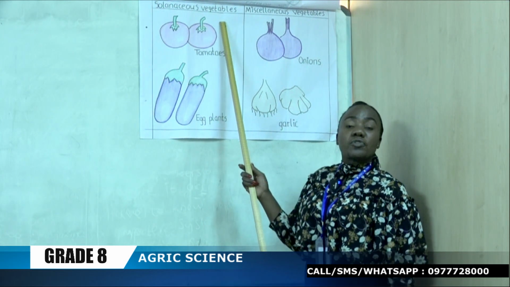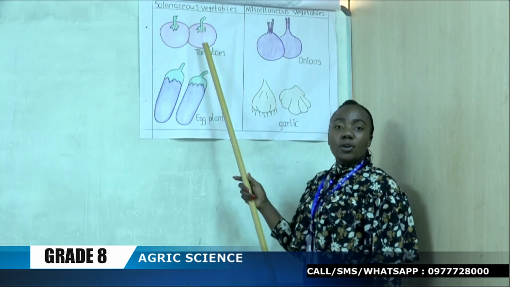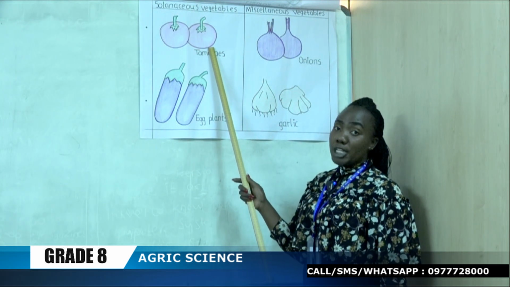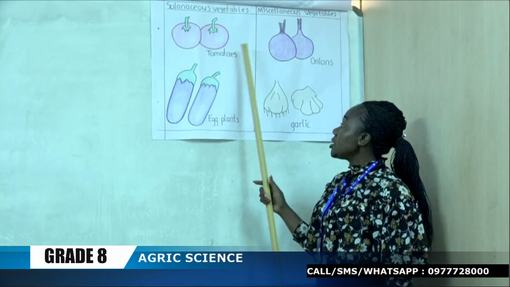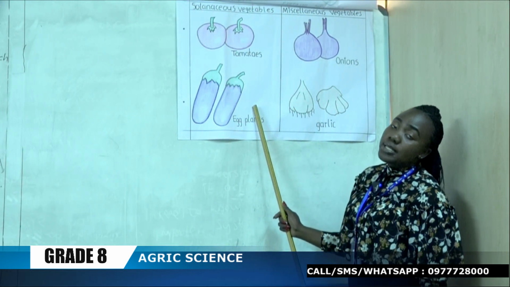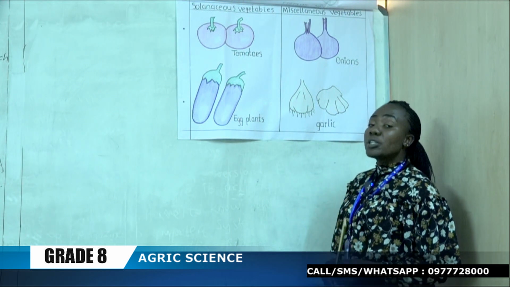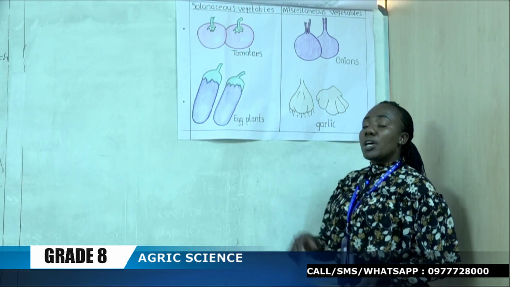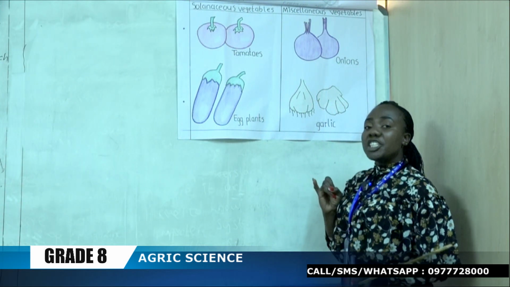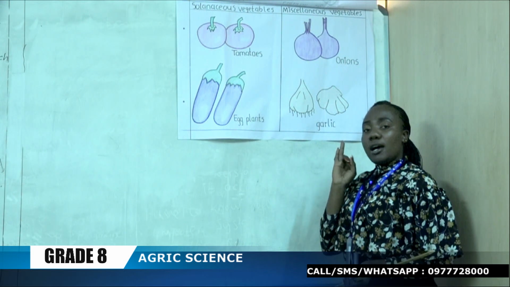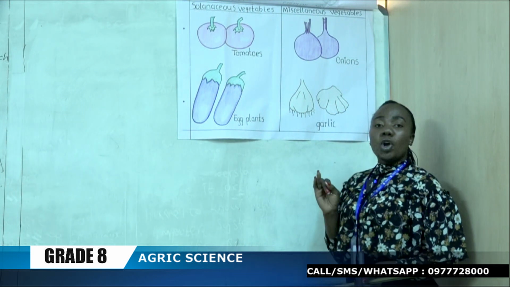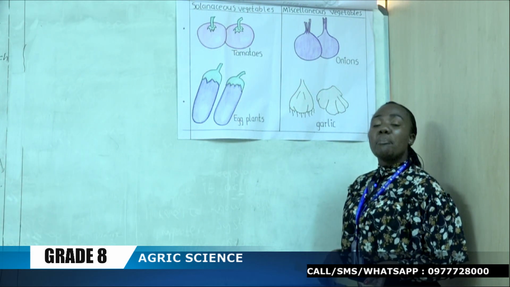And examples of solanaceous vegetables, one, is tomatoes. Apart from tomatoes, we have eggplants. Apart from eggplants, we have Irish potatoes. So I have mentioned that tomatoes are an example of solanaceous vegetables, eggplants are an example, and we also have Irish potatoes.